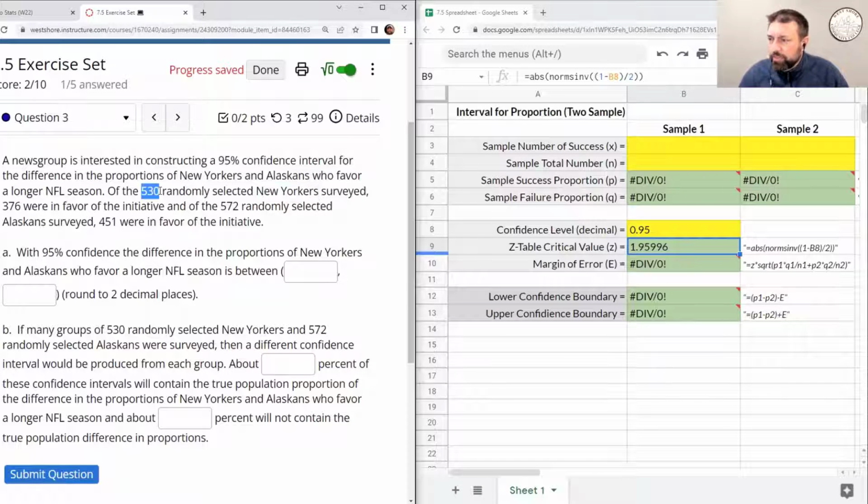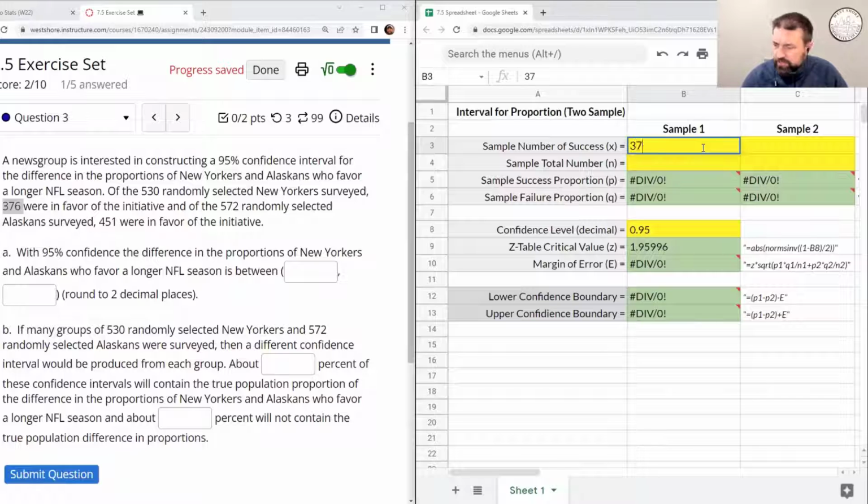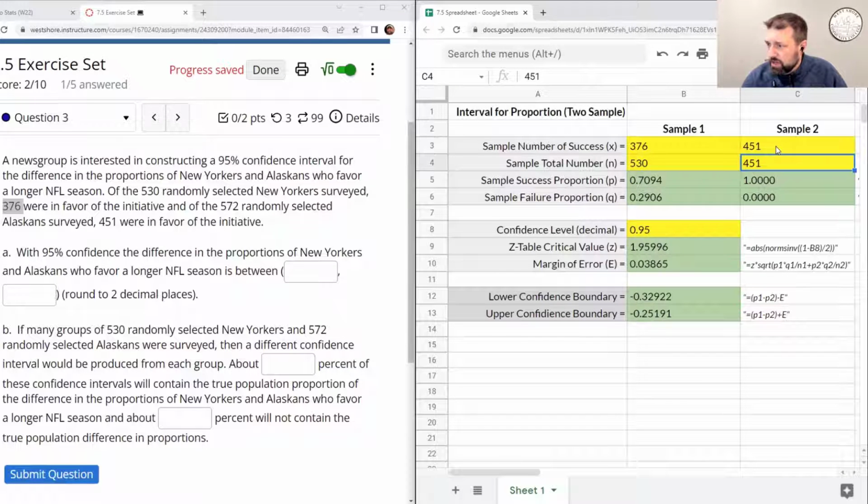Of the 530 randomly selected New Yorkers surveyed, 376. So 376 is the number that wanted a longer NFL season out of the 530 that were surveyed. Got it. So that's a proportion, a p-value of about 71%. Now let's go to Alaska. 451 goes here, 572 goes there.